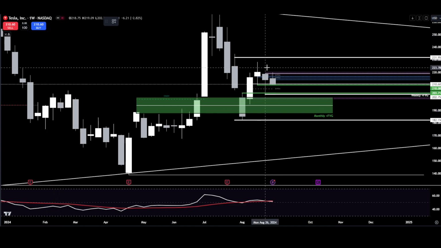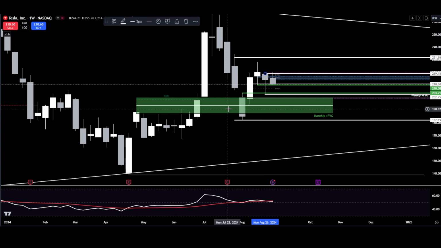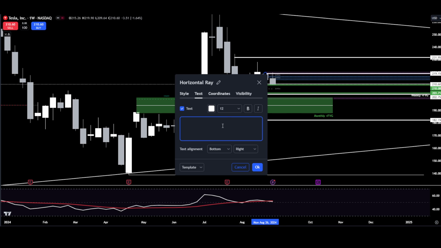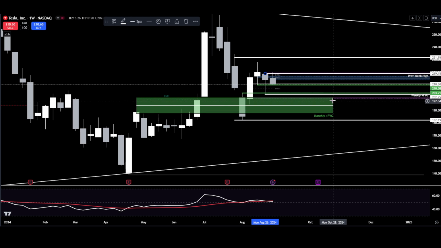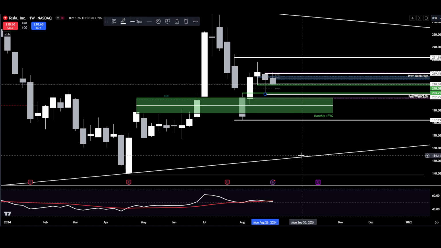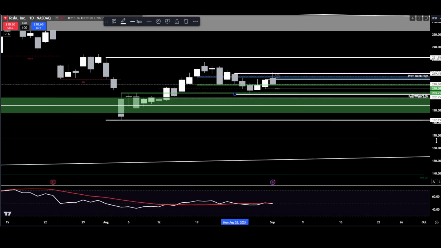I did forget to mark off the previous week high, which again, we already tested that. And you can label these if you'd like. So I'm going to say previous week high. And here we're going to go previous week low. So then we have those marked on our charts when we start dropping down into other time frames. So now we got the daily.